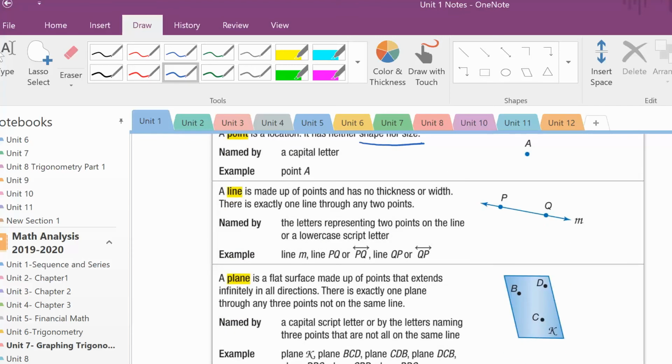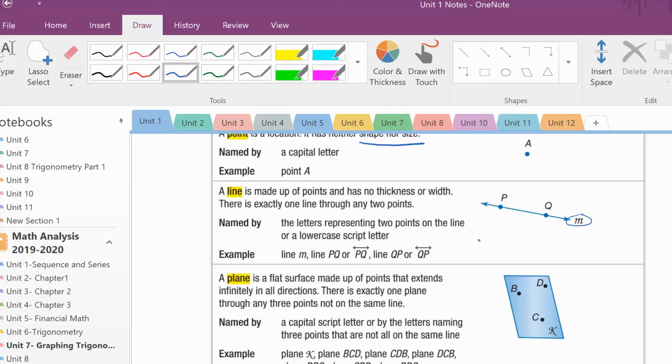A line is made up of points. You need 2 points to draw a line. It has no thickness or width, like there's really no measurement to the line. And lines go infinitely in both directions. And the way you name a line is you can name it with a cursive letter, like line M. You can name it with either of the 2 points, so like PQ or QP.